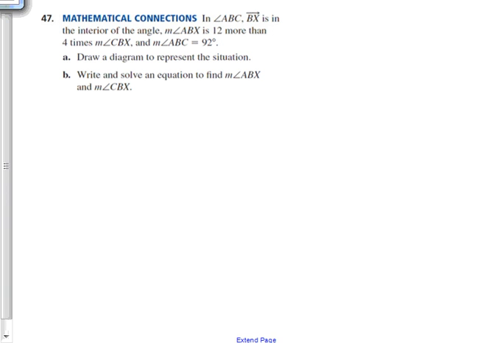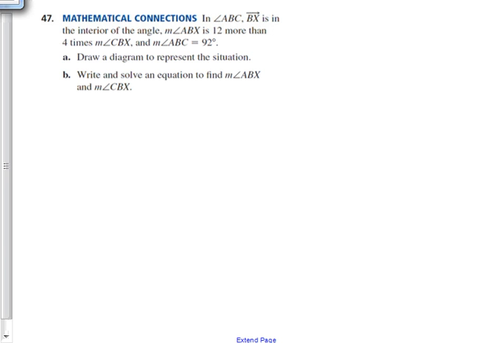So for number 47, it's asking me to come up with my own diagram to solve this problem. It tells me that in angle ABC, ray BX is in the interior of the angle, and the measure of angle ABX is 12 more than 4 times the measure of angle CBX. And the measure of angle ABC is 92 degrees.